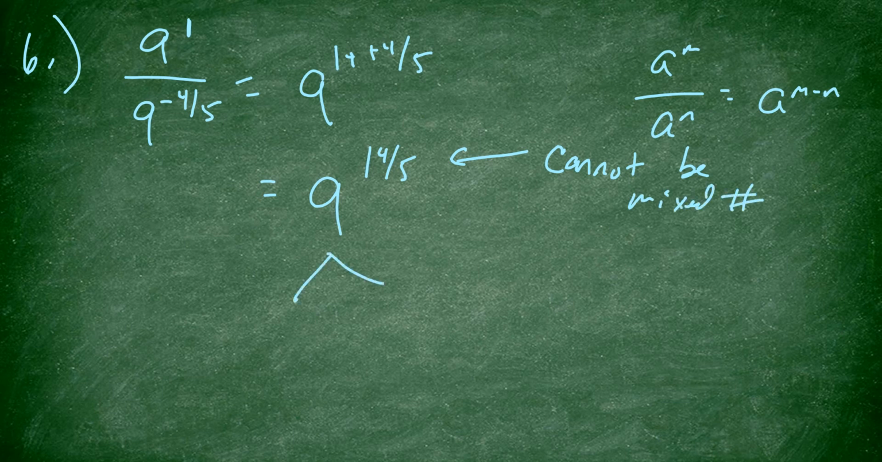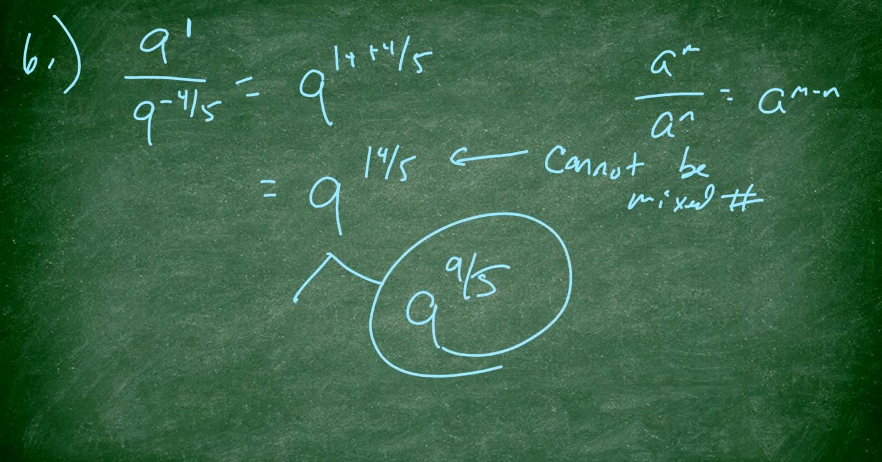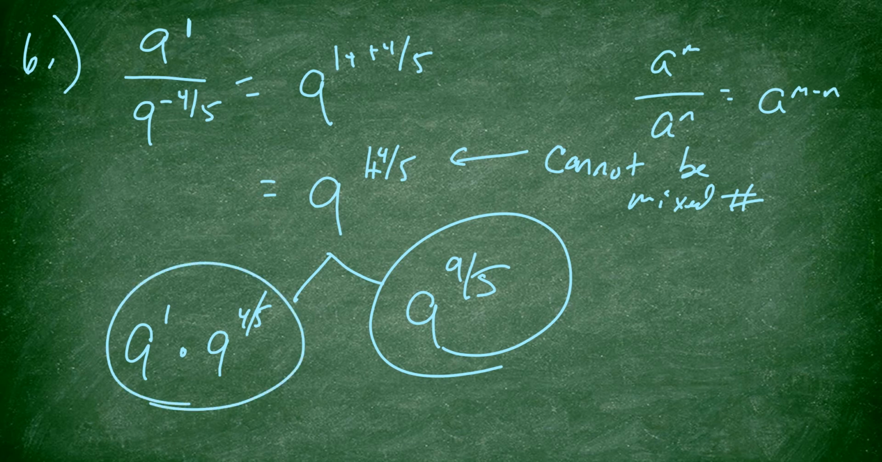So there are 2 ways to do it. You can just make it an improper fraction, 9 to the 9/5. That's going to be the easiest way. Or you can split this, because that's basically 1 plus 4/5, so it's going to be 9 to the 1st times 9 to the 4/5. So either one. And that's it for number 6.